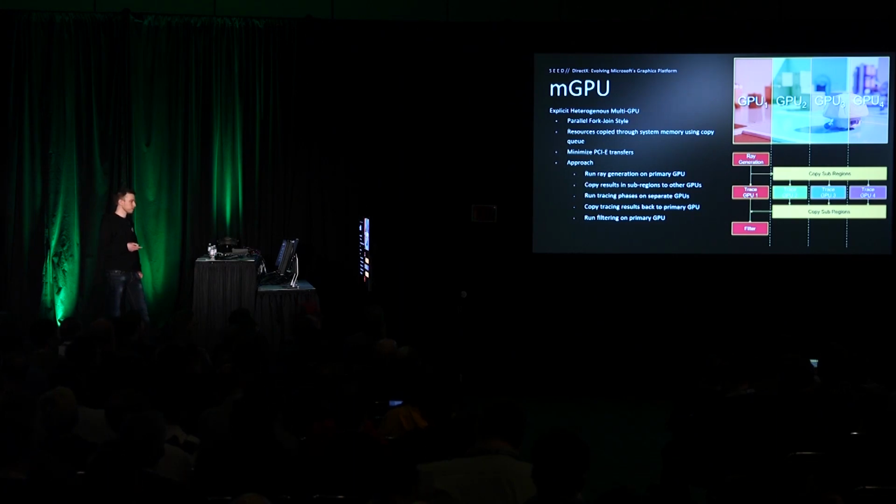Then we copy ray generation results in subregions to other GPUs. So like I said, the first one is the arbiter. Then we run ray tracing phases on the other GPUs, so just basically a subsection of the screen for each GPU. We copy the tracing results back and then we do the filtering on the main GPU. And basically this allows, by doing the filtering on the first GPU, allows us to mitigate temporal problems.